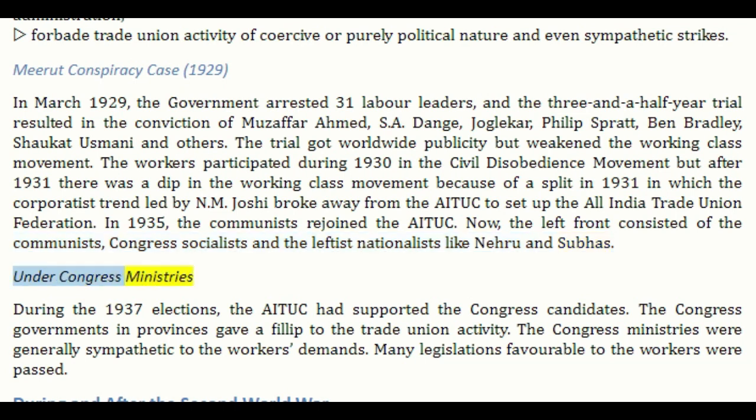Under Congress ministries. During the 1937 elections, the AITUC had supported the Congress candidates. The Congress governments in provinces gave a fillip to the trade union activity. The Congress ministries were generally sympathetic to the workers' demands. Many legislations favorable to the workers were passed.